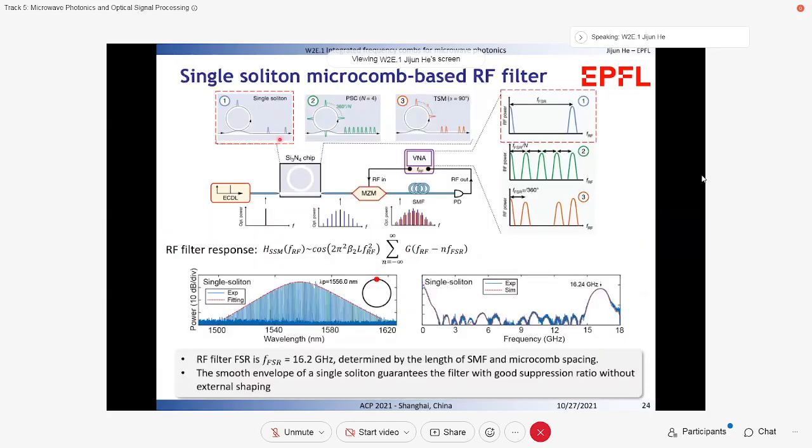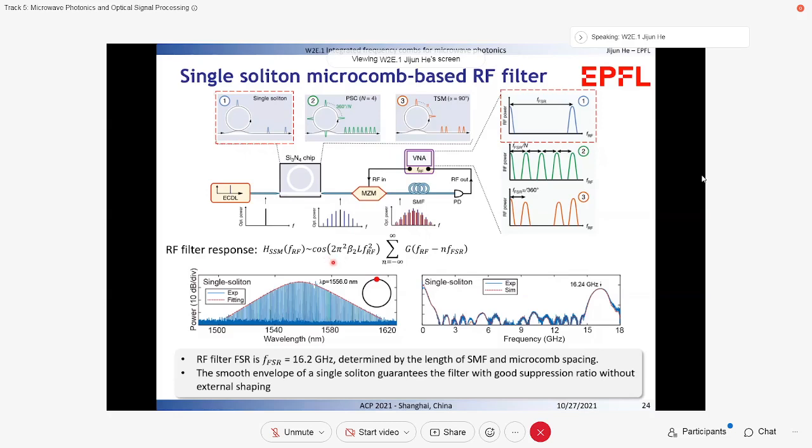So here it shows the simplified experimental setup. The filter response is measured by this vector network analyzer. When a single soliton state is used, the IF response can be described by this formula. The G function is a line shape corresponding to the Fourier transform of the sech-squared function, and the cosine term is the envelope fading induced by dispersion, which is negligible in our case thanks to the large microcomb spacing.